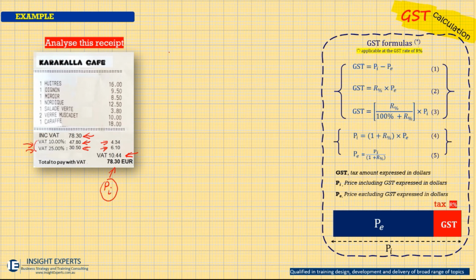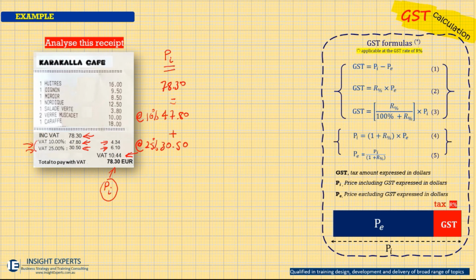So to start with, let's write the total amount paid by the customer. That's PI, including VAT, which is in euros, 78.30, which consists of 47.80 plus 30.50. Now the first part is taxable at the VAT rate of 10%, and the second one at 25%.